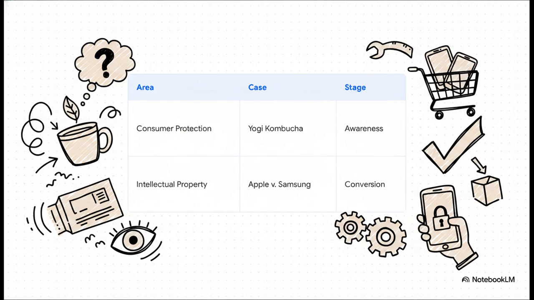Shifting gears a bit, let's trace the timeline of harm across different areas of law, because the exact stage of the funnel where the alleged harm occurs makes all the difference in the world. In consumer protection cases, like the Yogi Kombucha class action, the focus is almost entirely on alleged deception during those early awareness and consideration stages. But if you look at intellectual property disputes, like Apple versus Samsung, the focus shifts heavily to the late stages, really asking whether those infringing design features actually drove the final conversion.